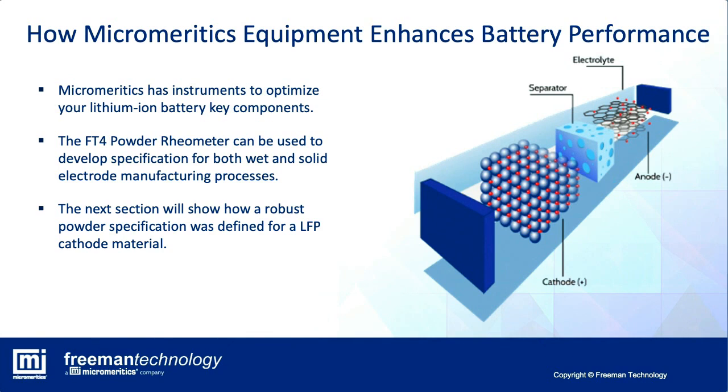If you're moving to a solid electrolyte, making sure you have the right particle size distribution to get the proper performance. And then what we're talking about today is the electrodes, so either the cathode or the anode, to make sure you get the best performance and be able to develop a specification for those. It can be used for both wet and solid processes. And today we're going to talk about a wet process where it was used to help develop the specification for lithium iron phosphate. So with that, I'll hand it back to Nikki.